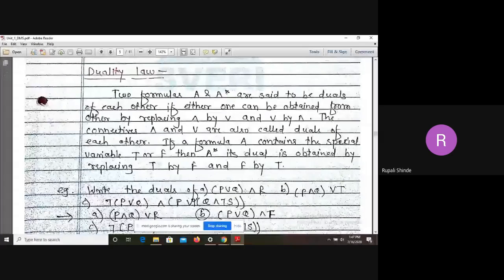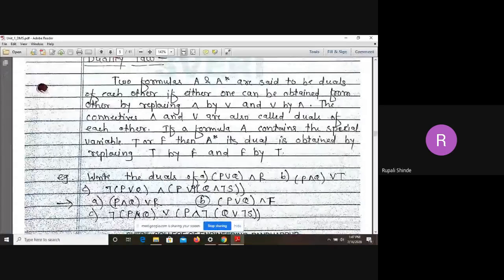Check here, P and Q or R. So this is the dual for the first formula. In the second formula, T is there, so we have to replace this T by F. So P or Q and F. So this is the answer for the second one.